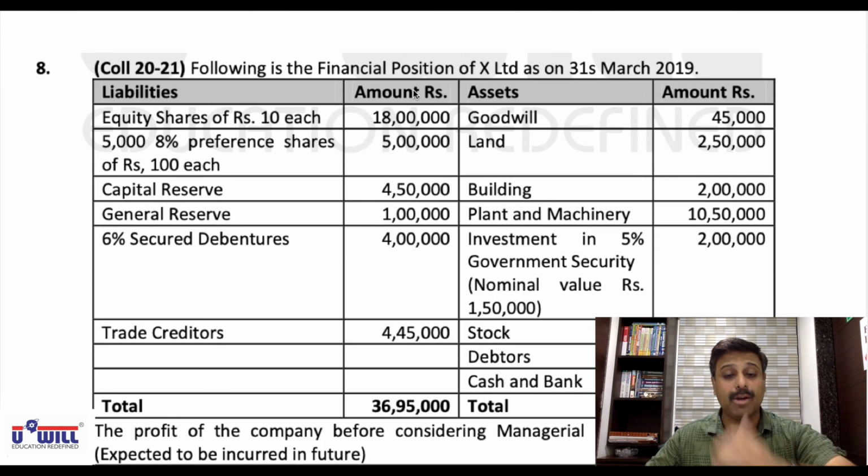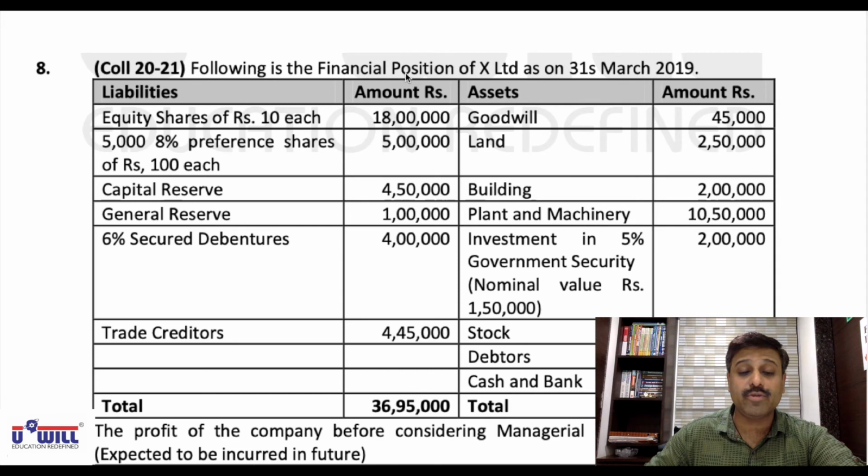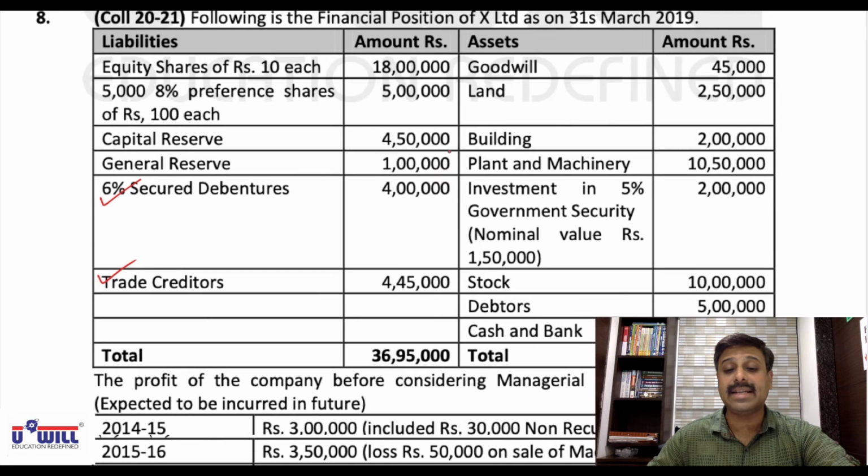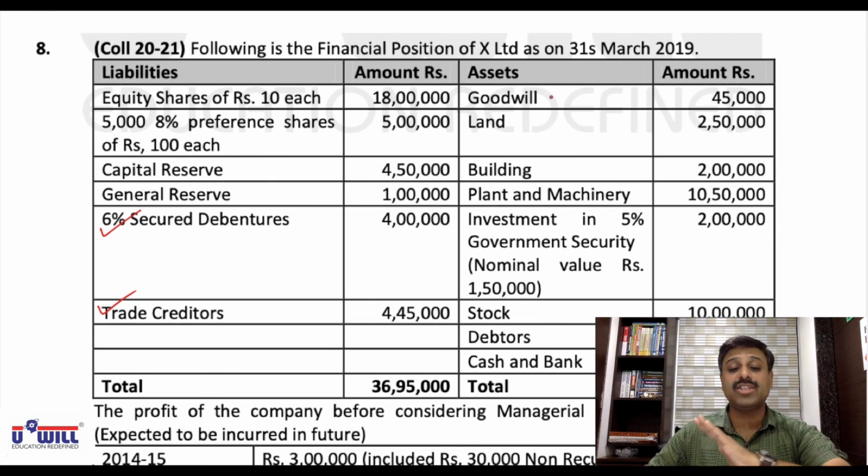The question I am discussing right now in front of you is similar to question 12 which we had done in the Zoom session. Following is the financial position of X Limited as on 31st March 2019. Equity shares of 10 each, 18 lakhs, is not an external liability, it won't be included in capital employed. 5,000 8% preference shares of 100 each is not an external liability. Capital reserve, general reserve also belong to the owners, they are not external liabilities. Secured debentures we will minus, it is an external liability. Trade creditors we will minus, it is an external liability. Goodwill itself is not included in the valuation of goodwill. Land is a trade asset, building is a trade asset, plant and machinery is a trade asset.